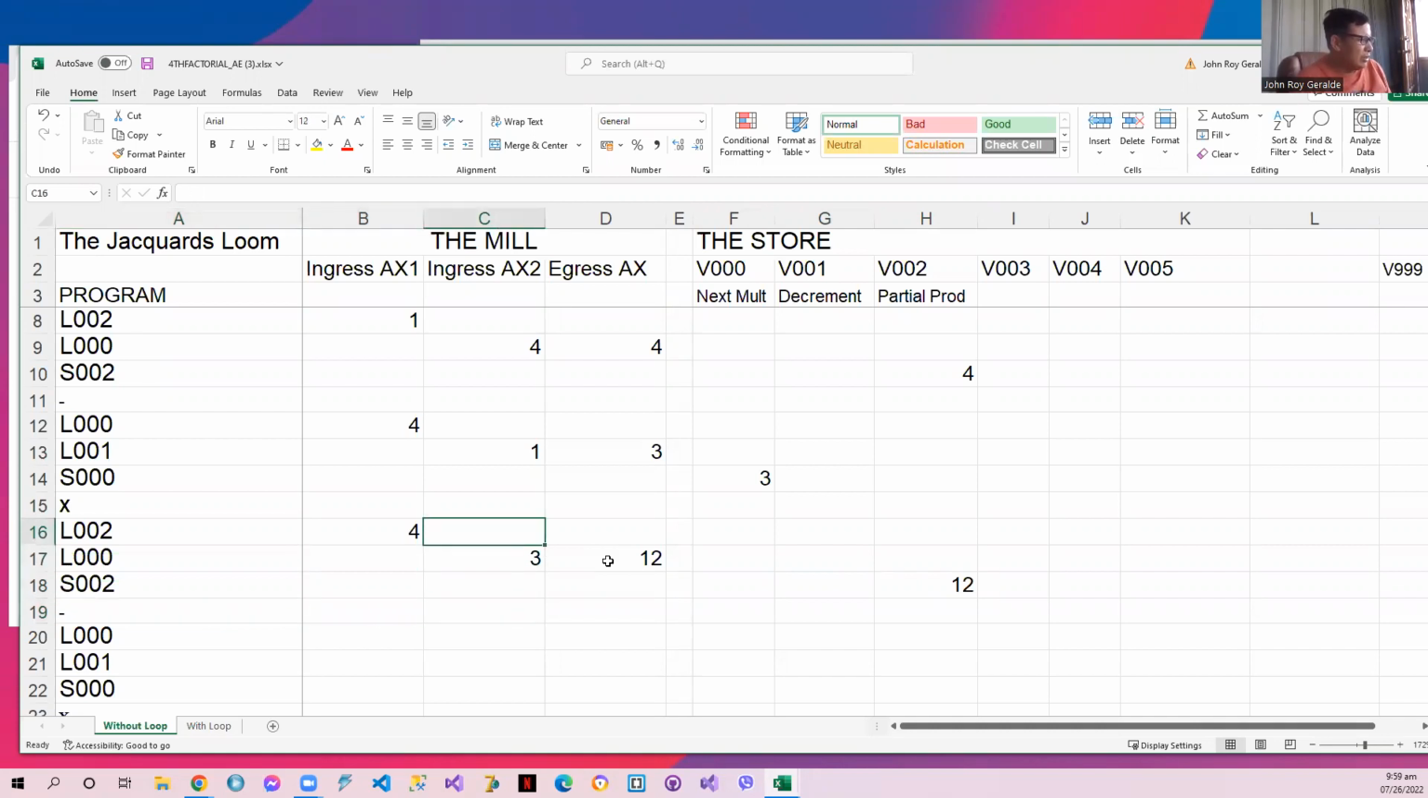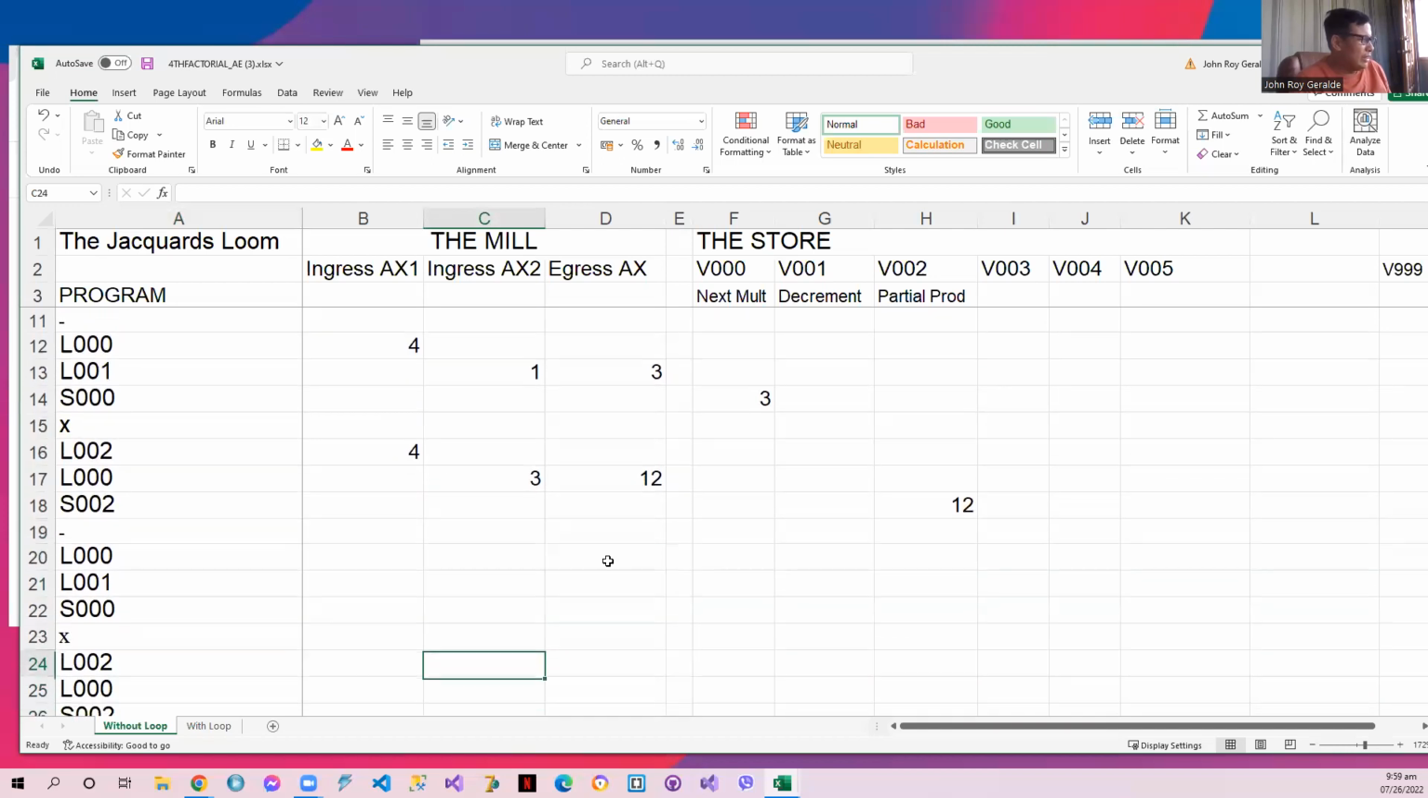So the times computes for the partial product, the minus computes for the next multiplier. L000, what's this? 3. And L001, what's this? 1, it's always 1. So 3 minus 1 becomes 2. And then we'll store it to 000, so this becomes 2. This is the next multiplier.